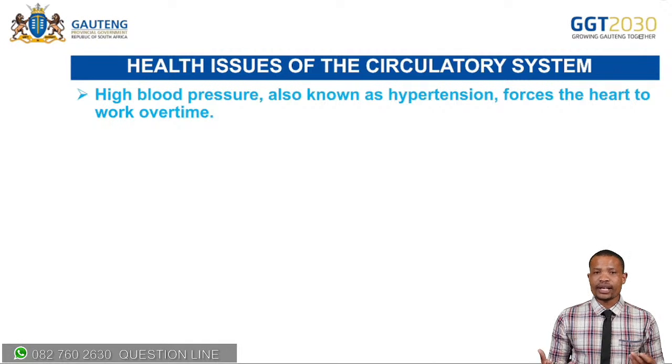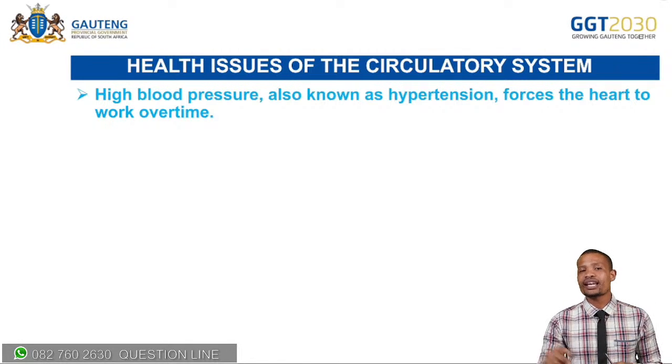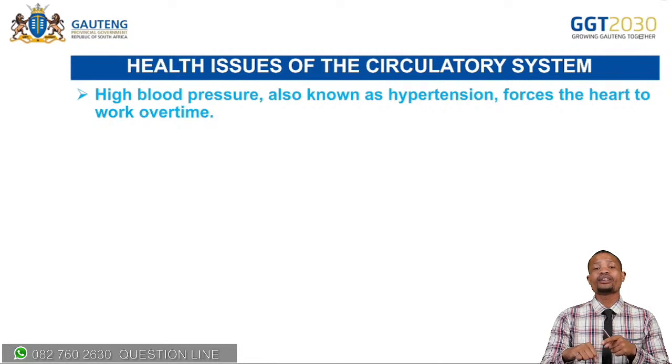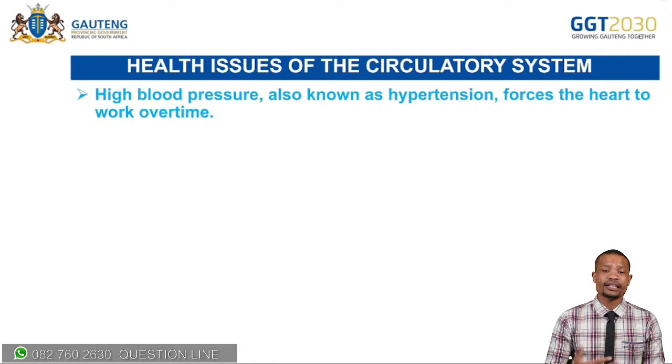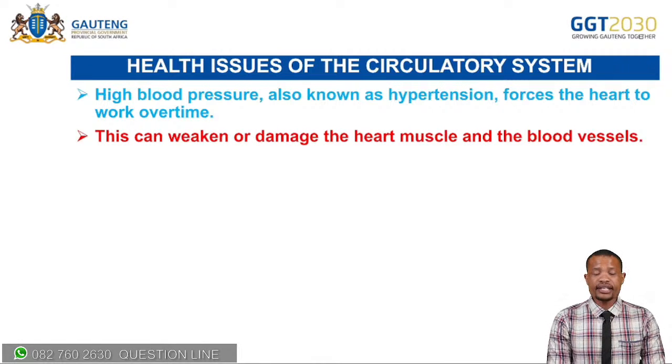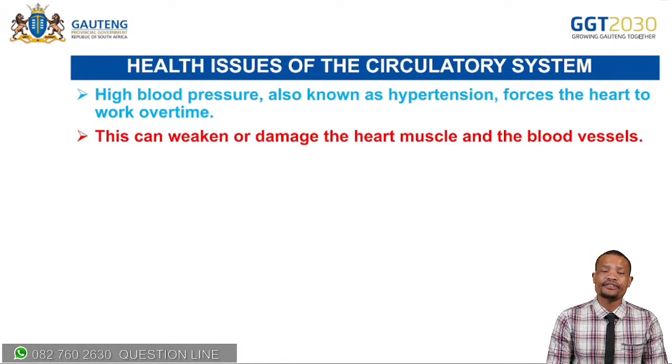So what it normally does is it forces the heart to work overtime. The pressure that is pushing against the arteries makes the heart work overtime because it is trying to push the blood to go to the target cells, but there is an obstruction, and then you end up having this high blood pressure. This can weaken or damage the heart muscle and the blood vessel.